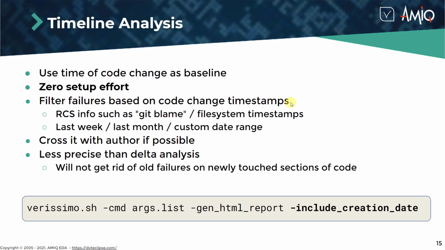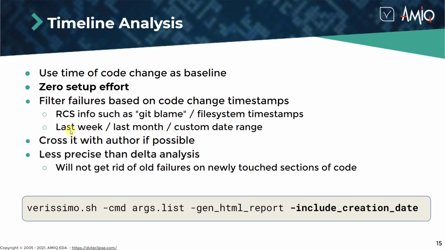Verissimo draws this information either from the revision control system. Git blame, for instance, can provide the timestamp for each line of code, or if the revision control system can't provide such info, directly from file system timestamps. To make the best of it, cross this information with author info if available. Again, git blame, for instance, can provide the author who last touched the line. This way, you can instantly get the answer to this question: what are the failures in the code that I touched last week? That's pretty cool, right?